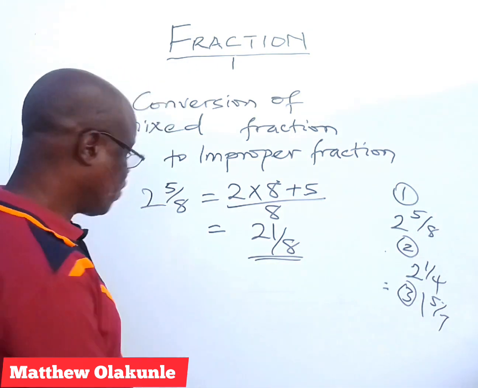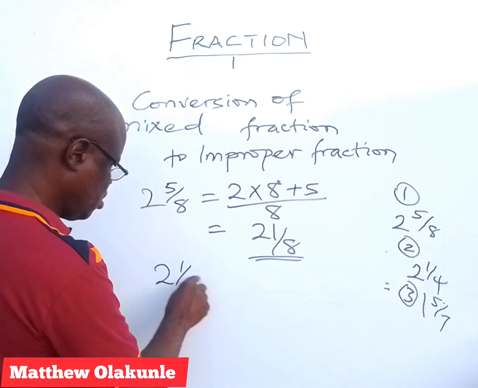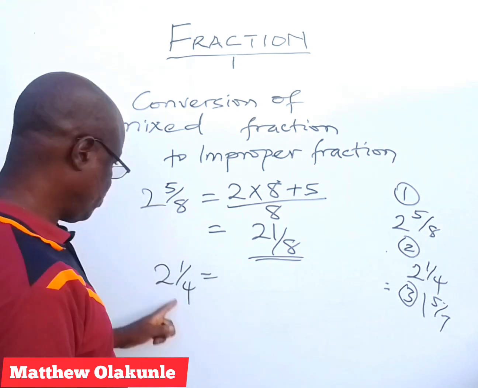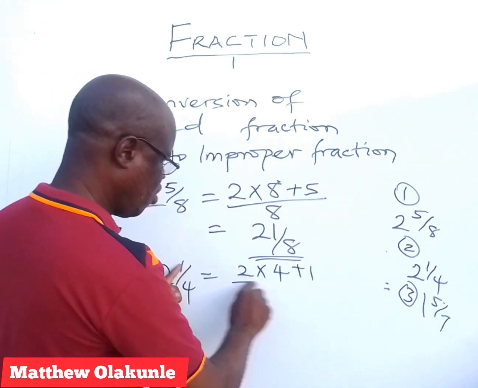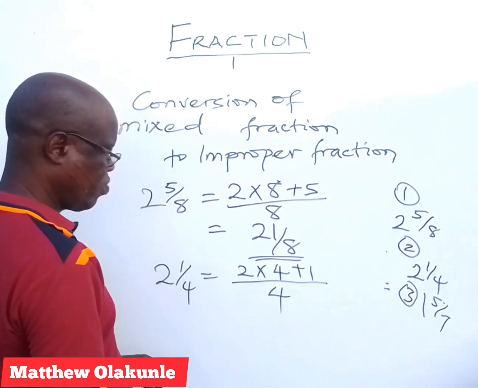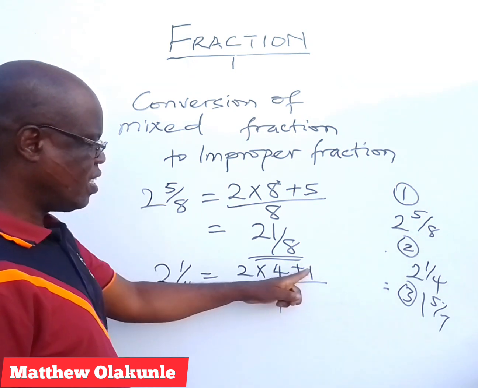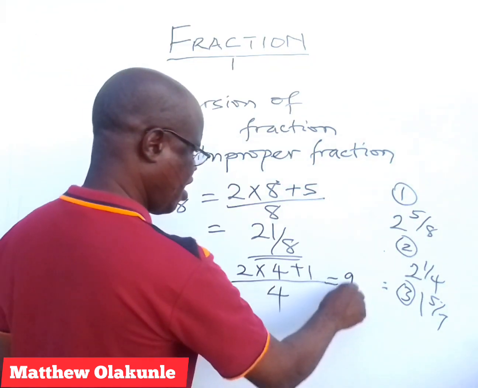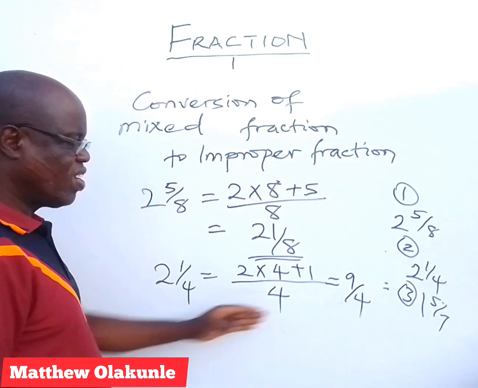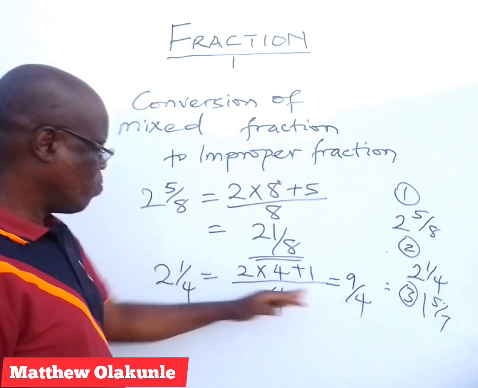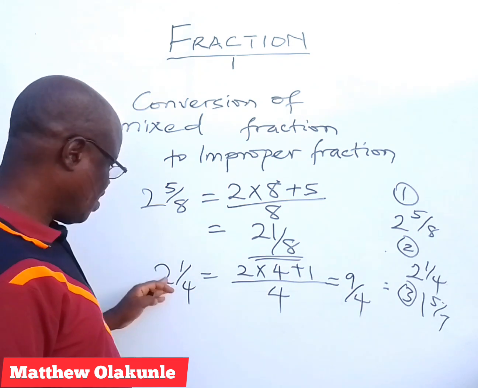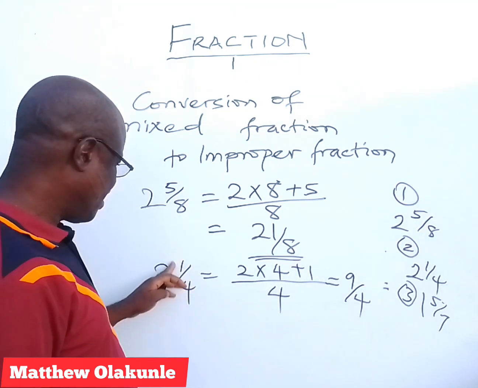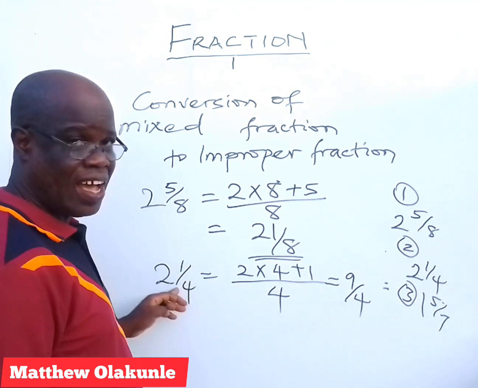Let's look at the second one: 2 whole number, 1 over 4. We want to convert it to an improper fraction. 2 times 4 plus 1, all over 4. So 2 times 4 is 8, plus 1 is 9. So this is 9 over 4. So you have converted it to an improper fraction. These are mixed fractions because they have a whole number, which is 2, and a proper fraction attached to it.